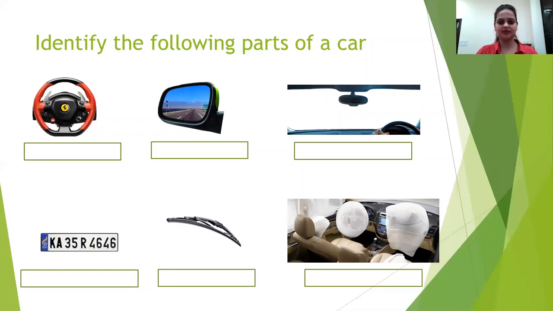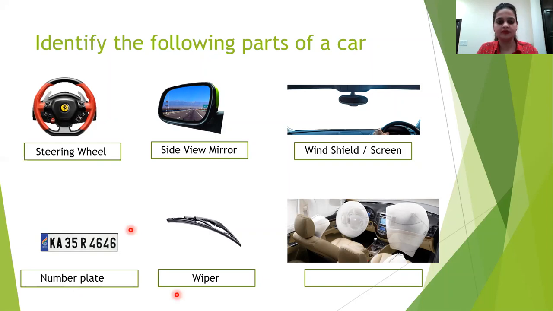Okay. So let's start discussing now. The first one here is your steering wheel. Right, children? Then this is your side view mirror. The next one is the windshield, or if you have written windscreen, that is also correct, children. Then comes your number plate, and after that, this is a wiper, and here these are car airbags, right, children?